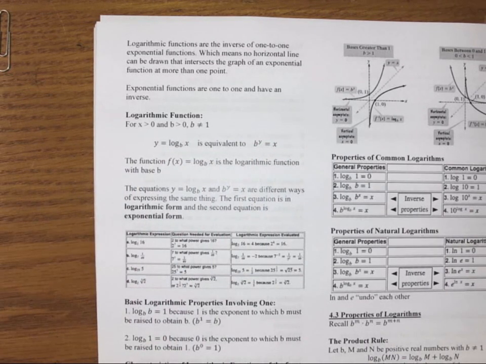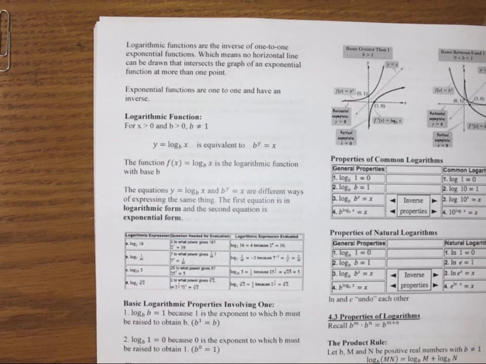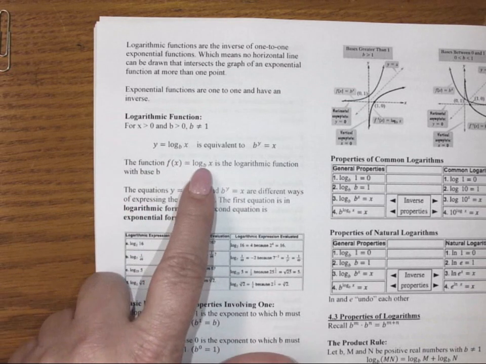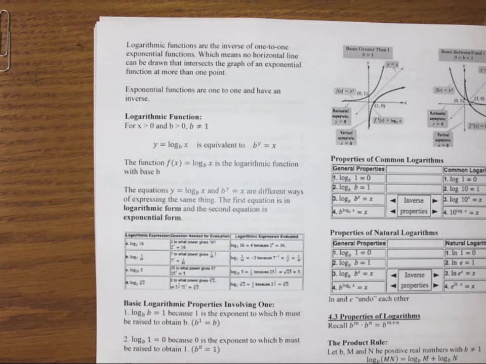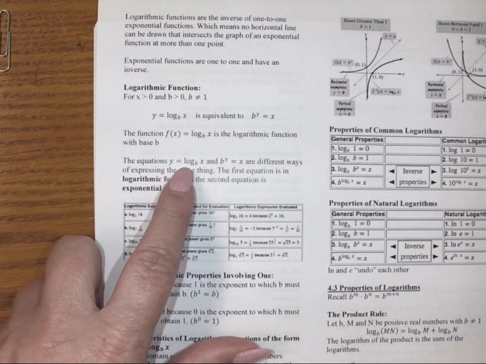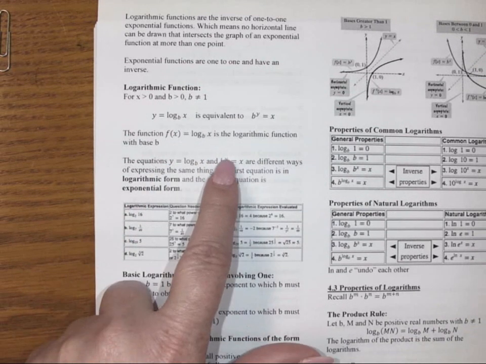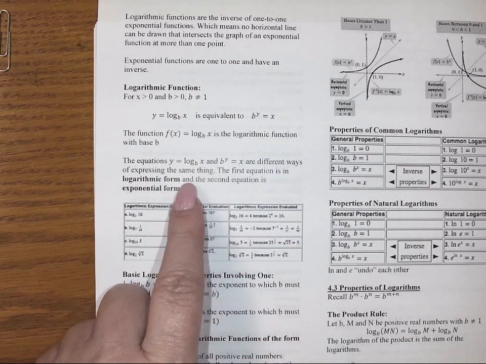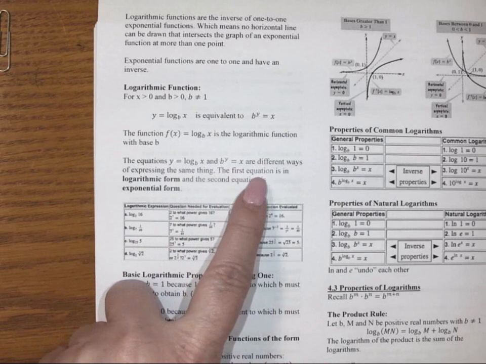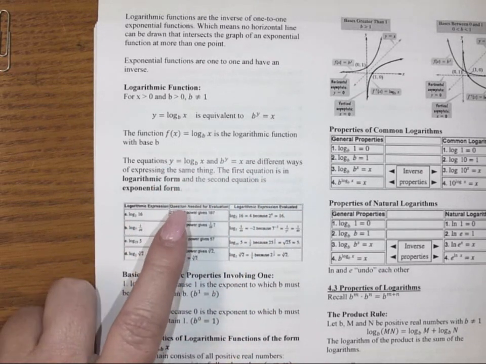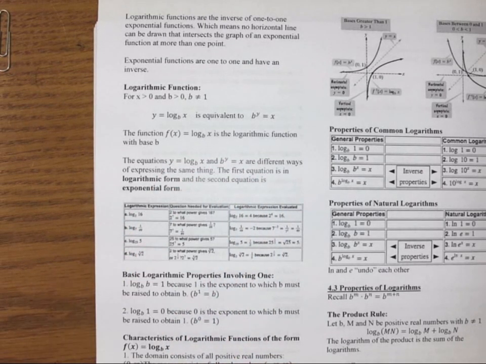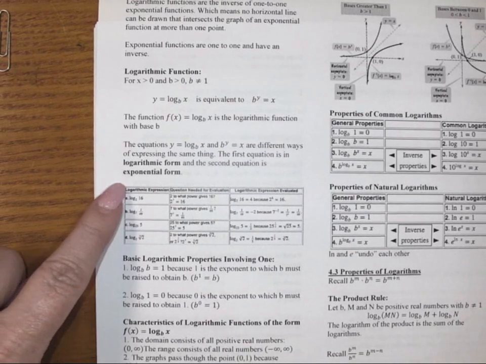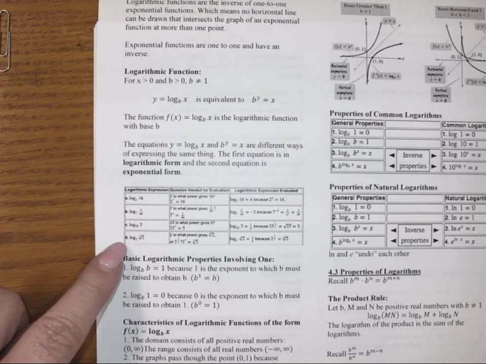The function f of x equals log base b of x is the logarithmic function with the base of b, and the b is a little bit lower. It is not at the same level as the word log. The equations y equals log base b of x and b to the y equals x are different ways of expressing the same thing. The first equation is a logarithmic function. The second is the exponential form of that. So here we have some basic log functions, which will give you some ideas of what we're looking at.